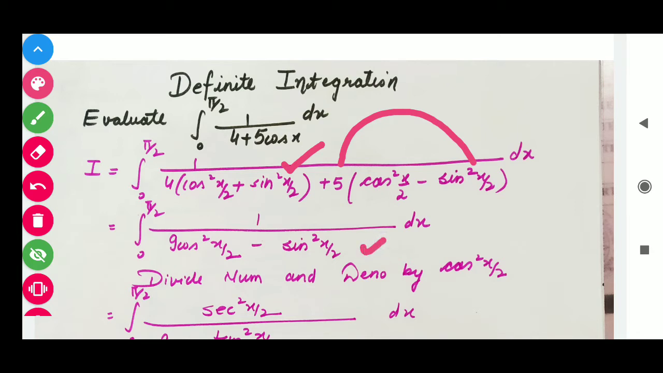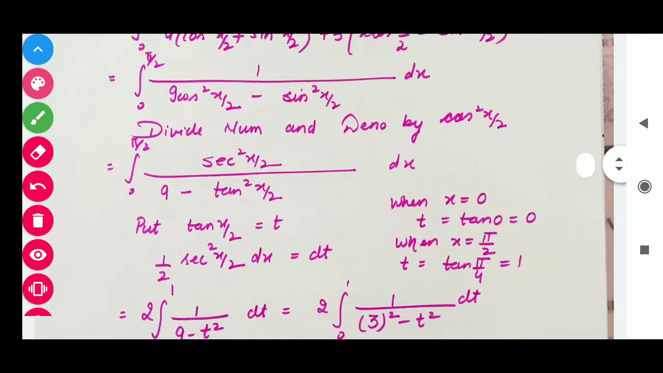Now students, what is the rule? Here we have to divide numerator and denominator by cos square x by 2. We have done this type of questions previously. In the same way, we divide numerator and denominator by cos square x by 2. After that, we make secant square x by 2 in the numerator.